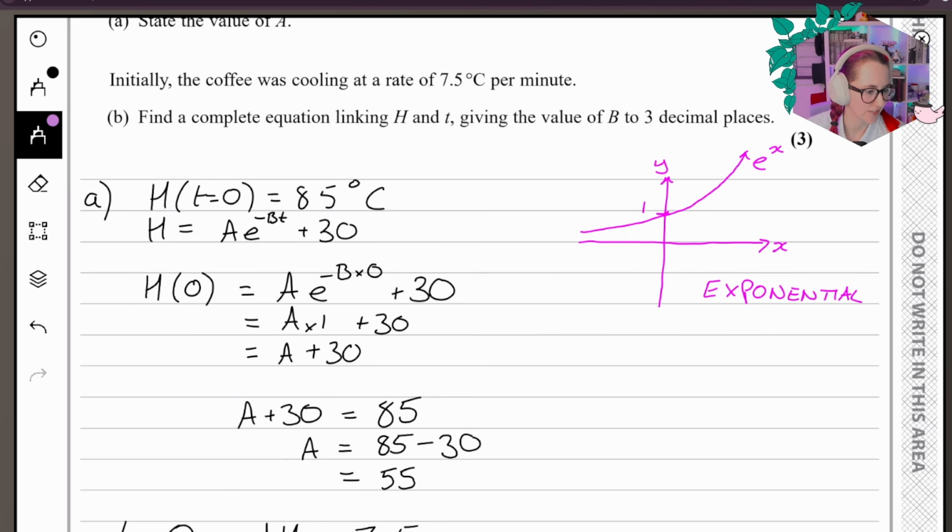Basically, it's the inverse of the natural logarithm. So E itself is a number that's like 2.78 something. Let me check my calculator. I should know that better. 2.718281828, something, something, and so on.